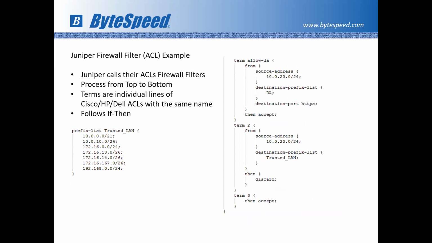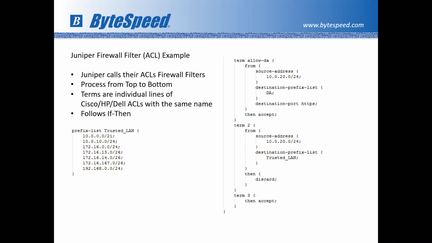We continue into term allow DA. Again, we match on the source address. We don't match on the destination address. We skip then to term 2. Again, match on the source address, don't on the destination address. And then finally, term 3 is just a default accept. So we hit the internet.